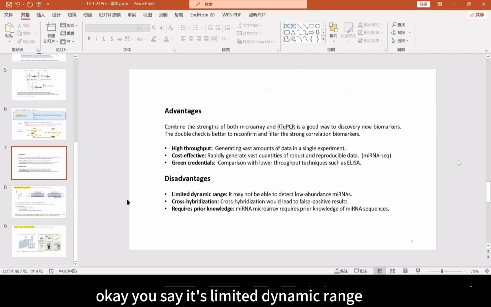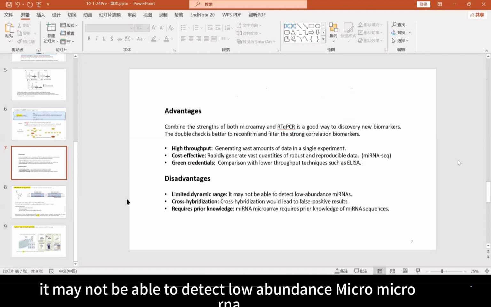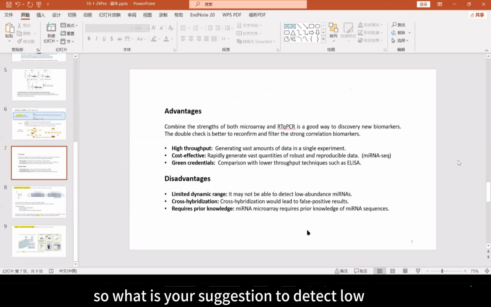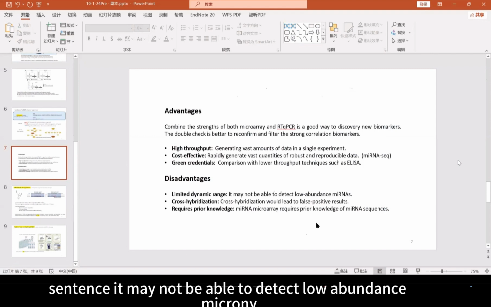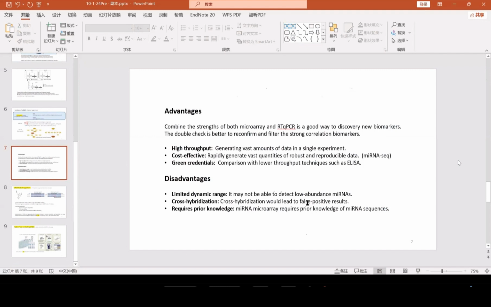Okay, you say it's a limited dynamic range. It may not be able to detect a low abundance microRNA. So what is your suggestion to detect low abundance microRNA? You mean low concentration? What do you mean by this sentence, it may not be able to detect low abundance microRNA? What does it mean?